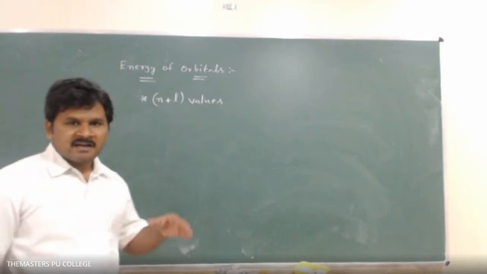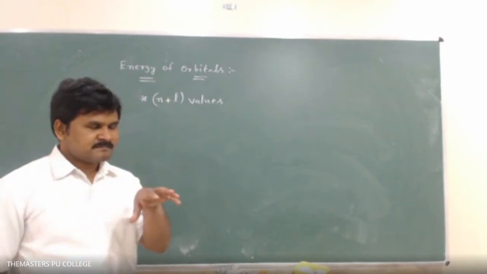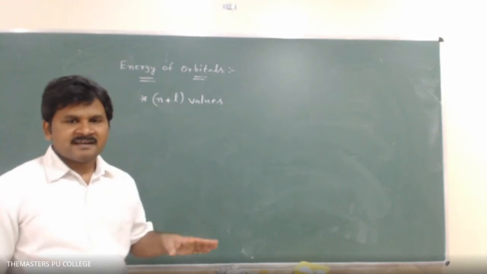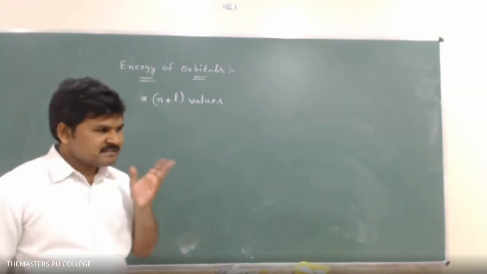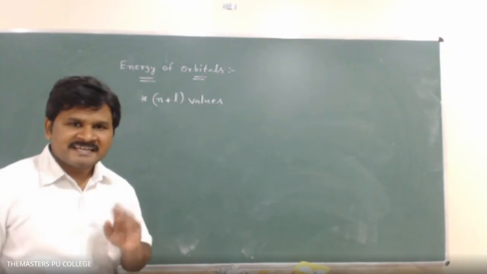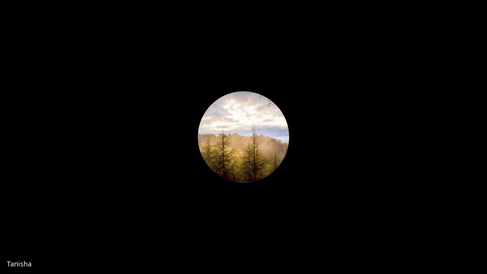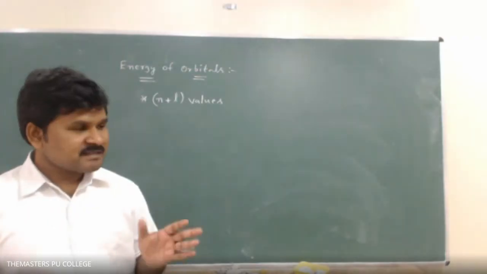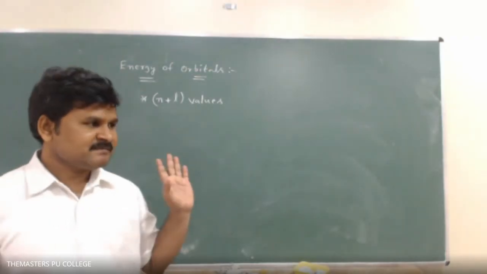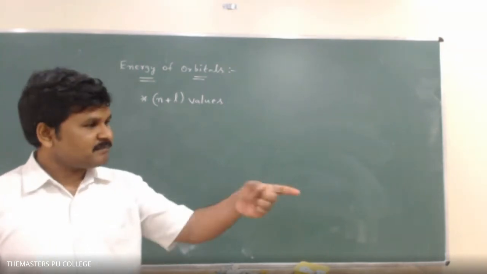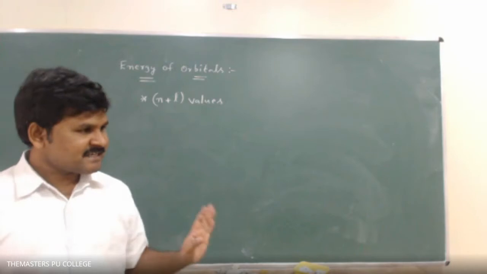Suppose I have two different orbitals. One orbital n plus L value is 3, another orbital n plus L value is 5. So which has the highest energy? 5. Means greater the n plus L value, greater is the energy. Lesser the n plus L value when compared with others, lesser is the energy.